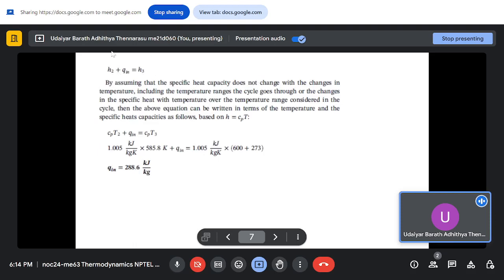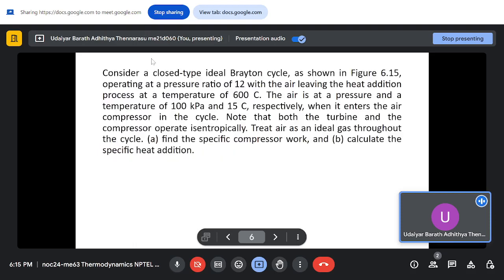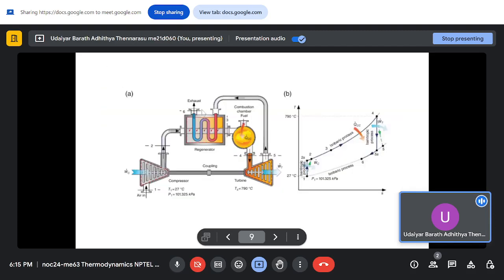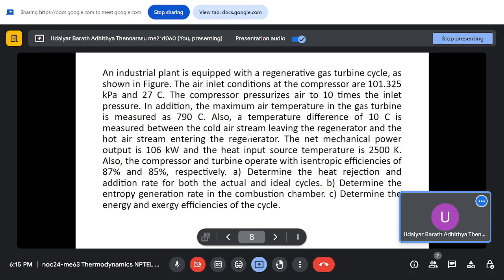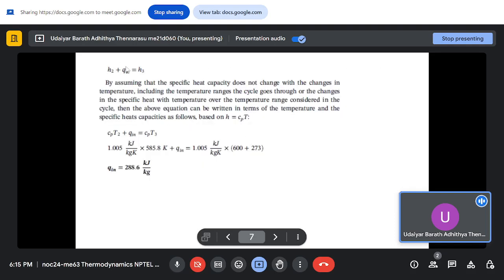And similarly we can find out the heat added. We are asked to find out what is the specific compressor work and the heat addition. So heat addition, we again put an energy balance across the combustion. So combustion inlet and combustion exit, it will be equal to the heat added difference. So H2 plus Q in equals H3. So again we are assuming H is a function of just temperature, and Cp is constant. So we write Cp T2 plus Q in equals Cp T3.